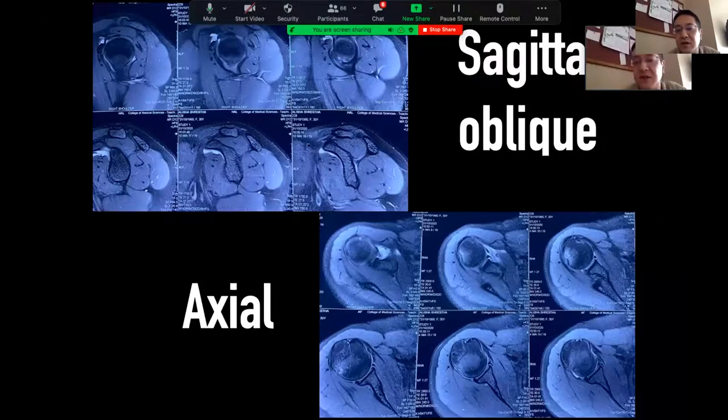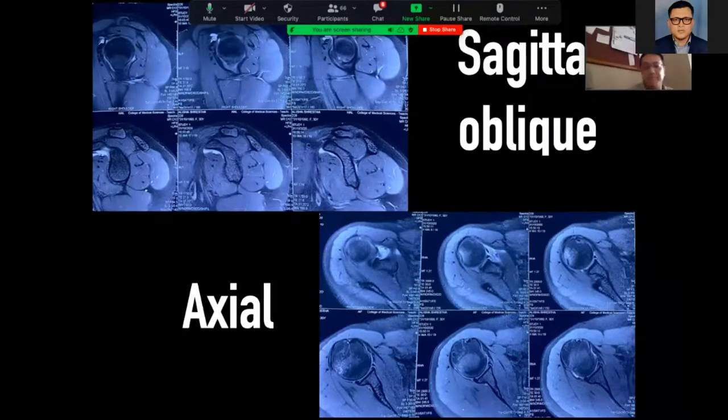Any glenoid bone loss? I don't think there's any glenoid bone loss. No, there's no glenoid bone loss. On the sagittal cut also, I can't see any glenoid bone loss. And this patient has no mid-range instability. Clinically also, no mid-range instability, right?